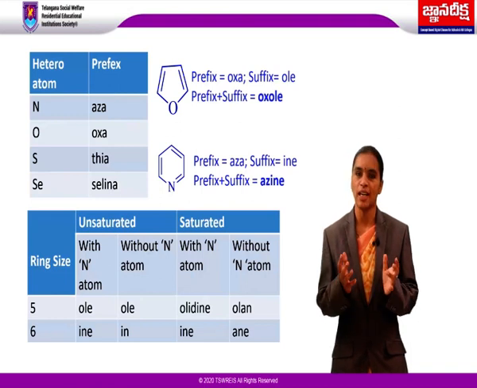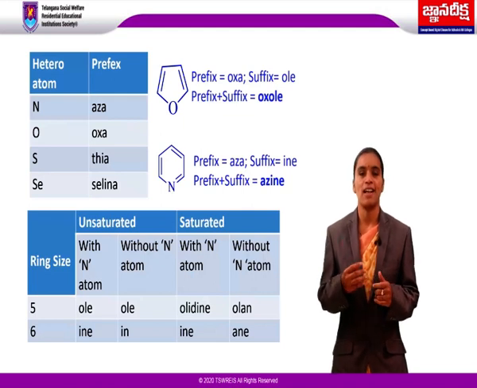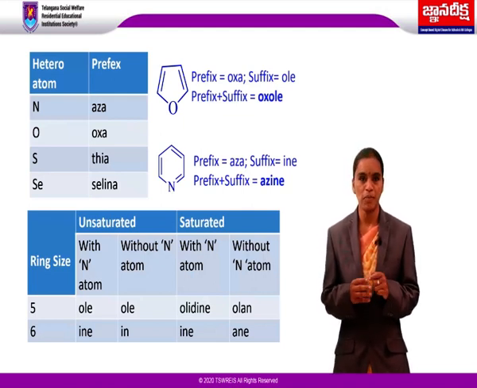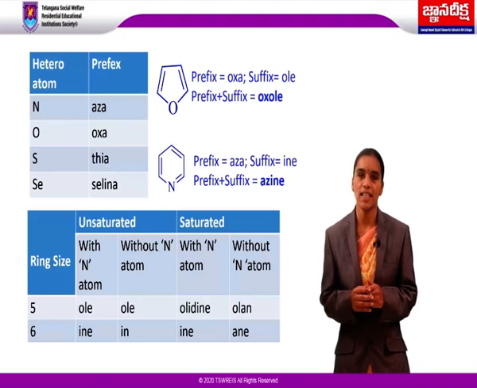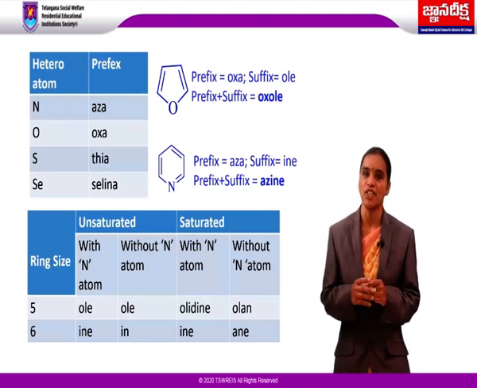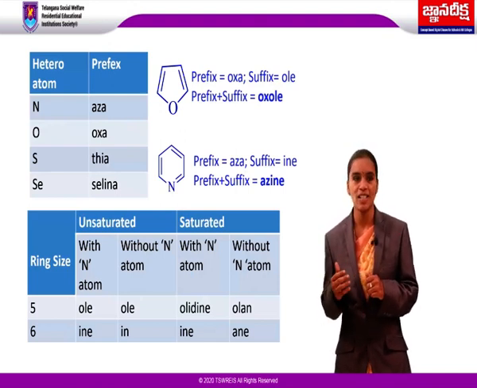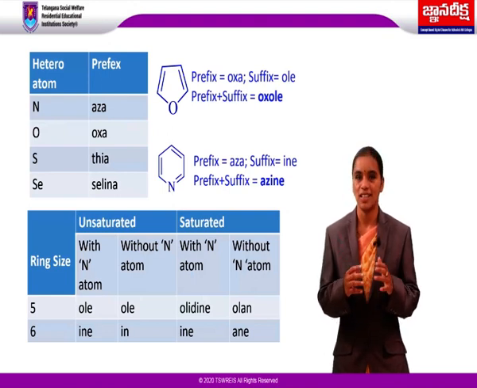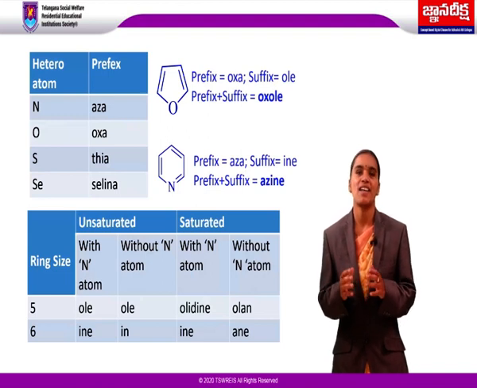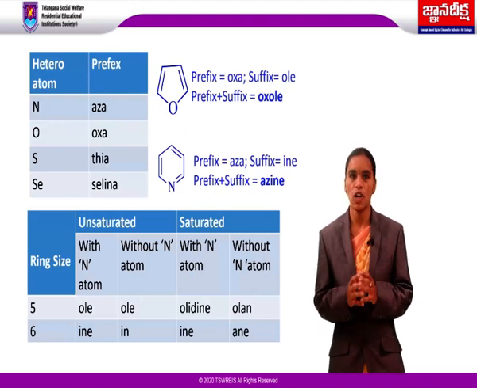Here also, we have to follow the same procedure. And I hope you will also try to give the name along with me while I am explaining. So, first we have to give the prefix. Here the heteroatom is nitrogen, so the prefix is aza. And for the suffix, this is a 6-membered ring unsaturated compound with nitrogen. So, see the table. Here the given reference suffix is ine. So, finally we have to add the prefix and suffix, that is aza and ine, and we get the name azine. Like this we have to give the naming of heterocyclic compounds.